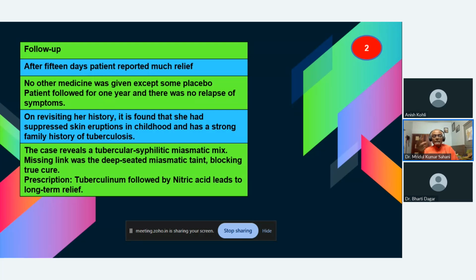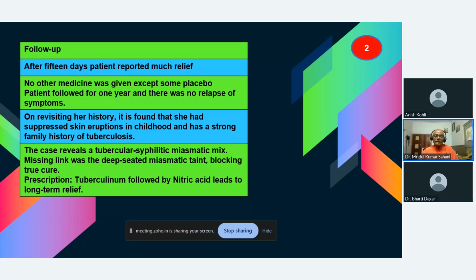Tuberculinum followed by Nitric acid was the true link that led to the removal of the disease. In 15 days, the patient reported much relief. No other medicine was given except some placebo. They followed up for 1 year, and there was no relapse. On revisiting her symptoms, it was found that she had suppressed eruptions in her childhood and has a strong family history.